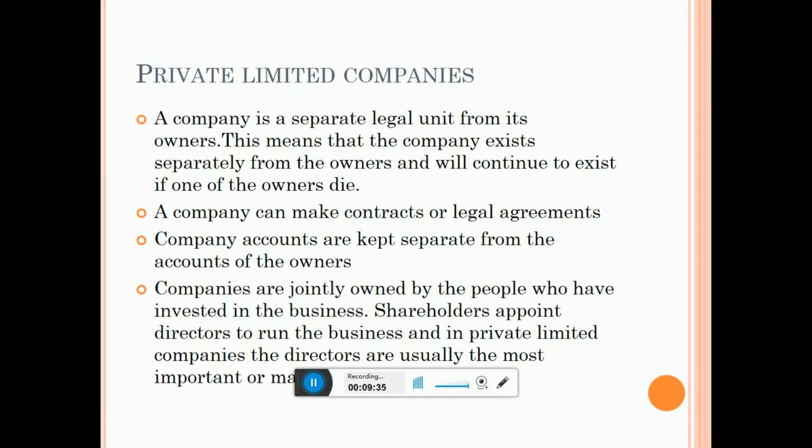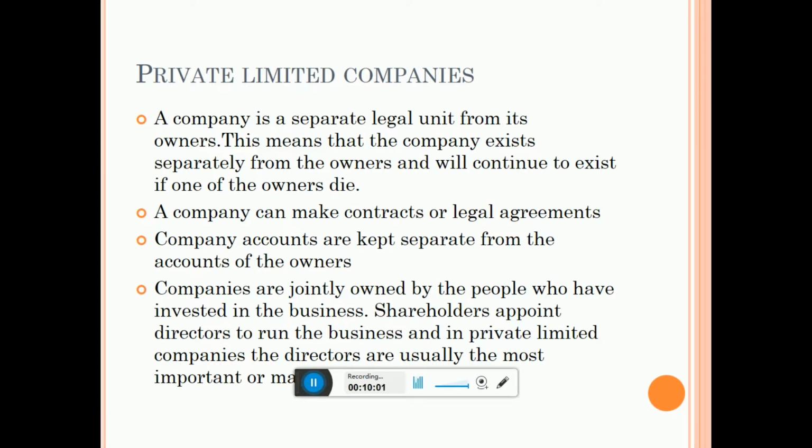The second is, a company can make contracts or legal agreements. How? The law considers the company and the owners as two different things. So when I make any agreement, it will be made in the name of the company. For example, I have Hussain and Co company. So I will make the agreement in the name of Hussain and Co company. I will not use my personal name because I and the business are separate things.